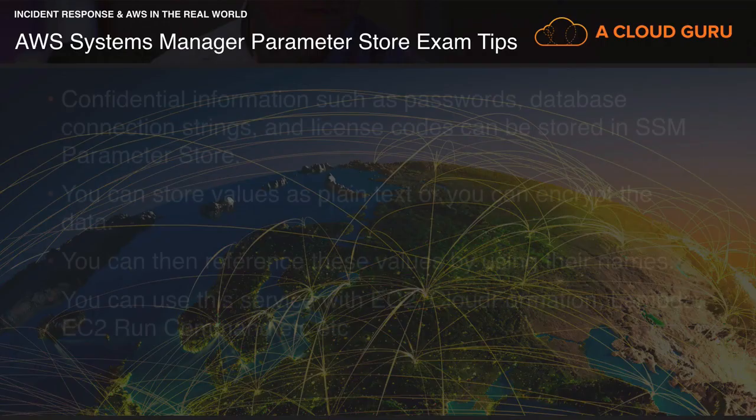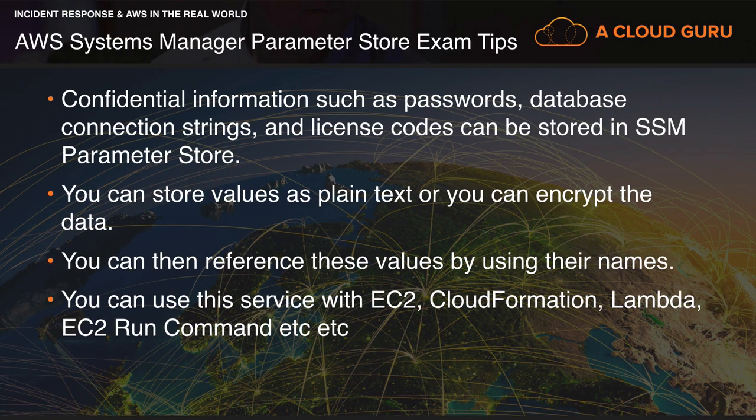So, what are my exam tips? Well, if you've got confidential information such as passwords, database connection strings, license codes, etc., could be usernames, whatever it is that's confidential, you can store this inside SSM parameter store. You can store values as plain text, or you can actually go in and encrypt the data using KMS, and then you can use this data by referencing the values using their names. So the names do need to be unique. And you can use this service with EC2, with CloudFormation, with Lambda, with EC2 run command, etc. So be aware of that.